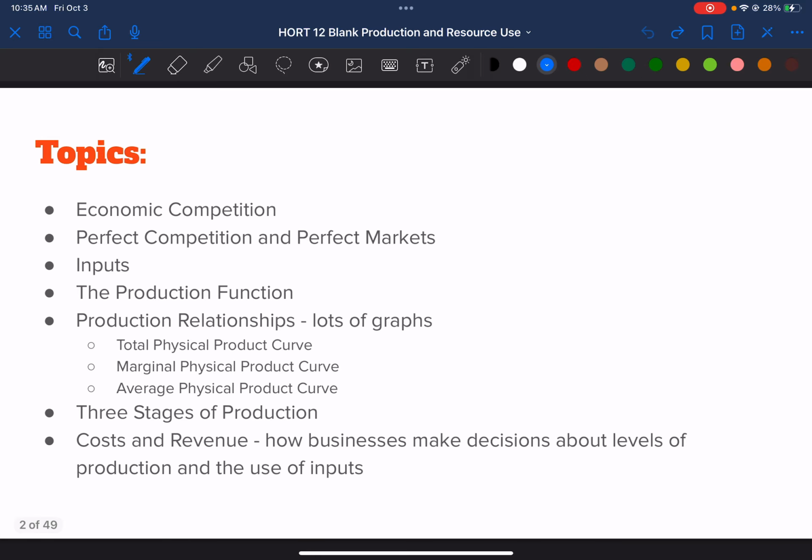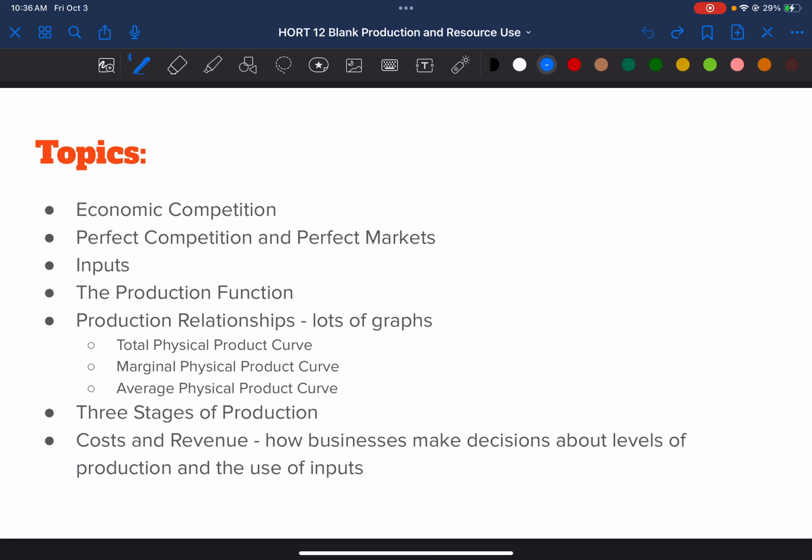And these are the topics we're going to cover: economic competition, perfect competition and perfect markets, inputs, something called the production function, production relationships, and this is going to involve looking at a lot of graphs, but we'll take it slow and kind of try and define each one so you get a good understanding of it.